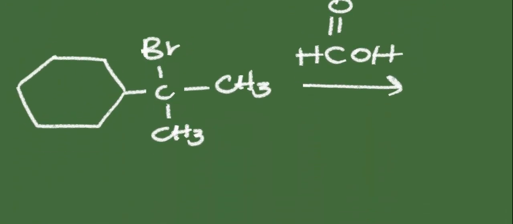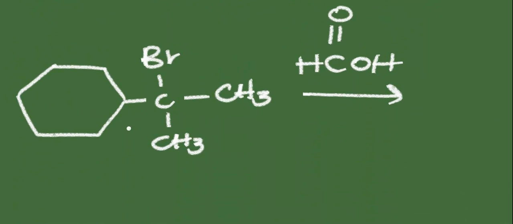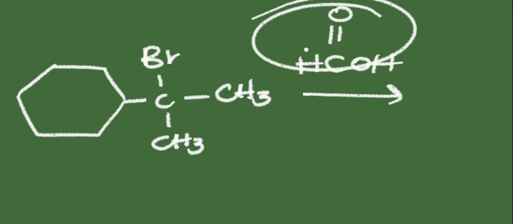Alright, next problem. Now we have this funky looking cyclohexane attached to this carbon, which is our alpha carbon, because it's attached to our leaving group here. This is our alpha carbon, and this is our nucleophile.